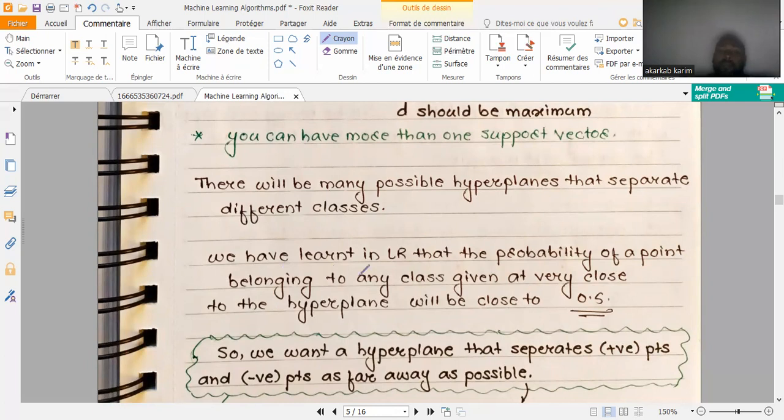We have learned this in linear regression, which is another algorithm I talked about before on my YouTube channel. This is also based on probability, of course. The probability of a point belonging to a class, when it is very close to the hyperplane, will be close to 0.5. All these points here should be close to 0.5 to classify. So we want a hyperplane that separates positive points and negative points as far away as possible.